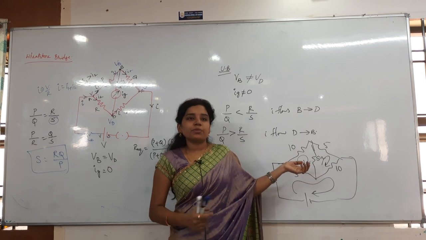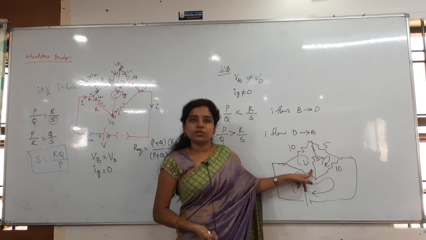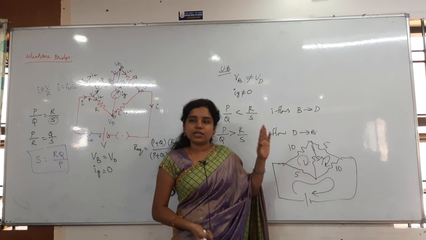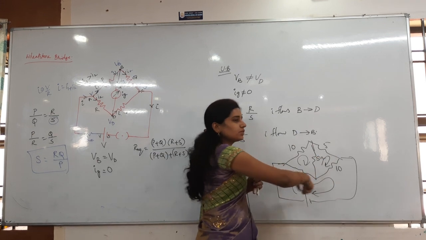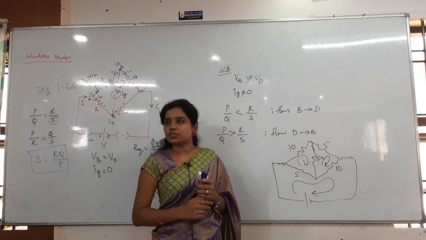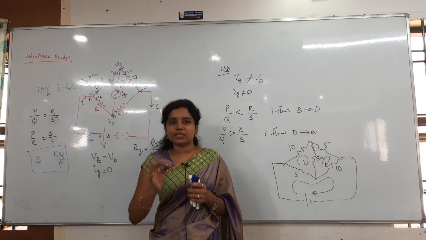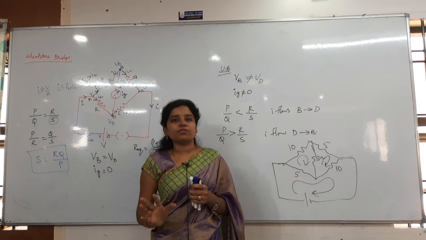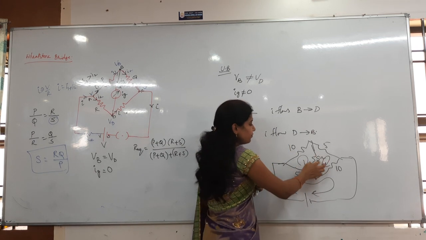But now the bridge is not balanced, so there is a current flow in this also. If there is a current flow, I will tell you one very easy shortcut method: add all the values and divide by the number of resistors. Any problem you take, whatever the values they might be given, that will be the deadliest easy trick. So what you have to do is add all the resistances here: 10, 5, 10, 5, 5.